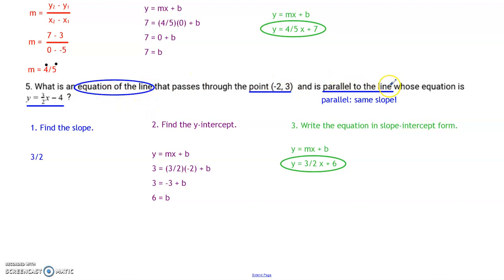For number 5, it asks for the equation of the line that passes through this point and is parallel to this line. Parallel means it has the same slope. So my first step to find the slope was very easy. It already gave it to us. Find the y-intercept, write the equation.